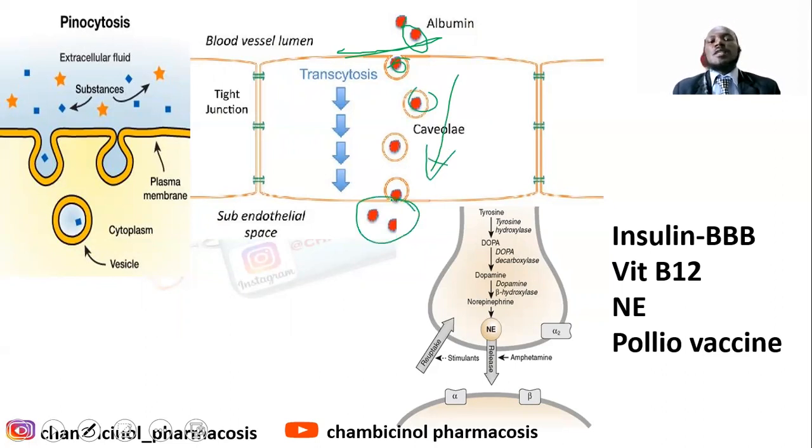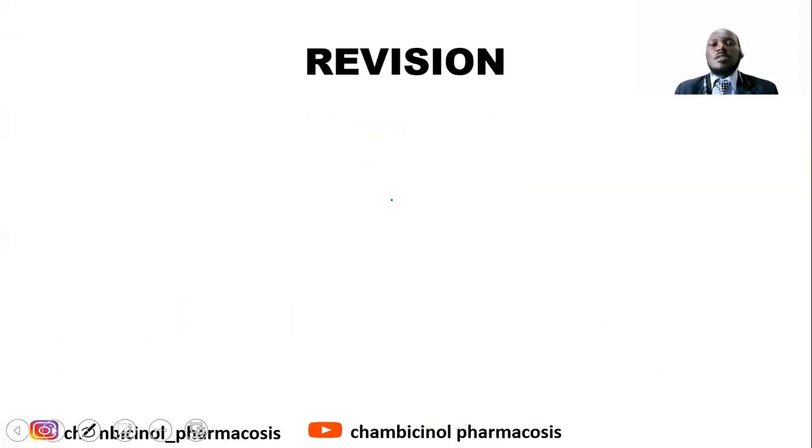It's very important for the transportation of drugs which are considered huge molecules. For example, insulin across the blood-brain barrier, vitamin B in the intestine, norepinephrine as a neurotransmitter, and the polio vaccine. These are huge molecules for which the pinocytosis mechanism is very important to transfer the drug across the biological membrane.